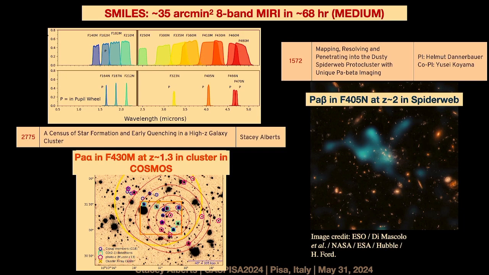Okay, and then just to comment, people have been taking advantage of this Paschen alpha and Paschen beta coverage. You can do it either with NIRCam grism slitless spectroscopy, so you could get coverage of a protocluster region, or you can do it with the medium or the narrow bands. I have one program to do it for a cluster at redshift 1.3 with the medium bands, and then the Spiderweb cluster is being covered with a narrow band.